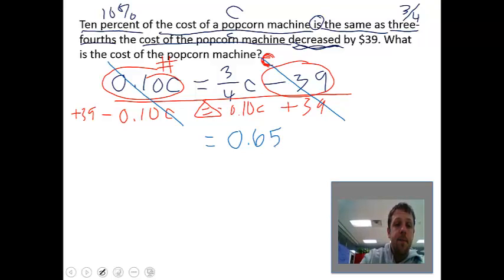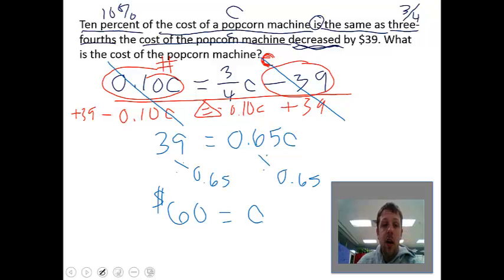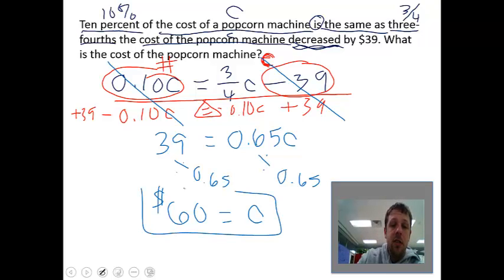Over here, oh, I forgot that it's c. Don't forget to put the c's. Over here, I just have a positive 39. Alright? I need to divide by 0.65. So 39 divided by 0.65 is 60. So this is $60. So, what is the cost of the popcorn machine? Well, the cost of the popcorn machine is $60.